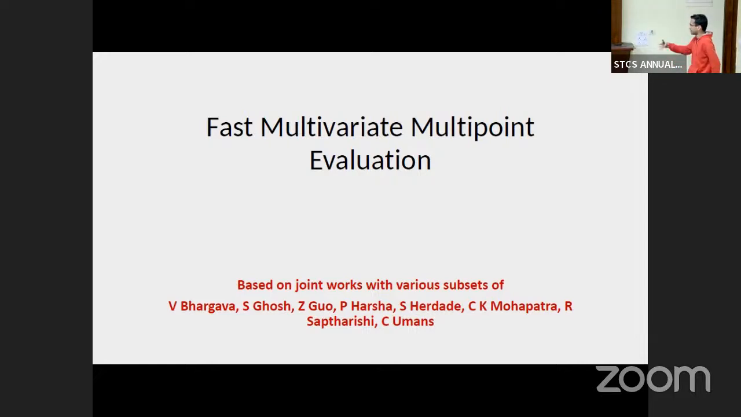This is based on joint work with various subsets of these people: Kumar, Suman, Kokoch, Royego, Prahlad and Ramsar are here, Sima Erdad, Chandrakant Mahapatra, who was a student at IIT Bombay, and Chris Owens.